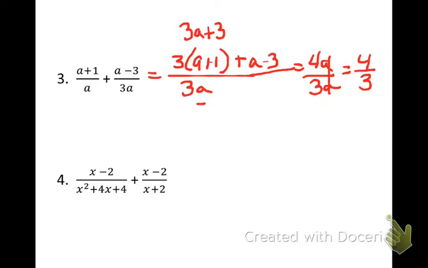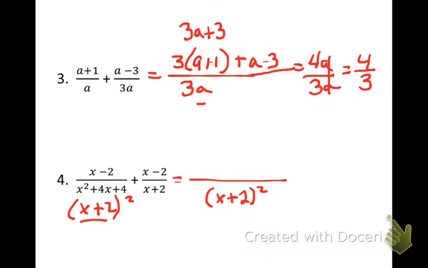Now, number 4, we need to factor. So if we factor our denominator, it's actually going to factor into x plus 2 squared. Now, if you do write out x plus 2 times the quantity x plus 2, just remember that the highest power of that would be 2 of those. So my common denominator is x plus 2 squared.